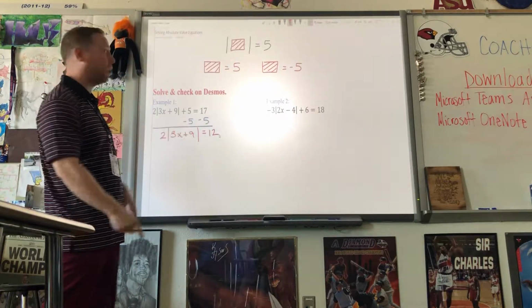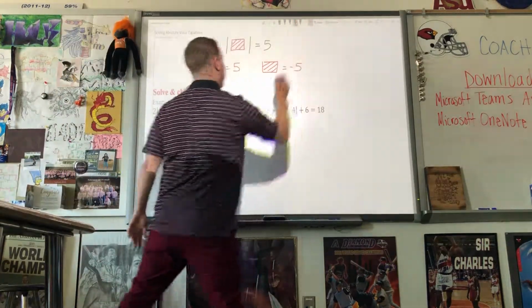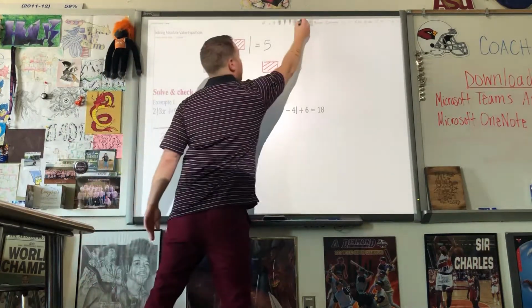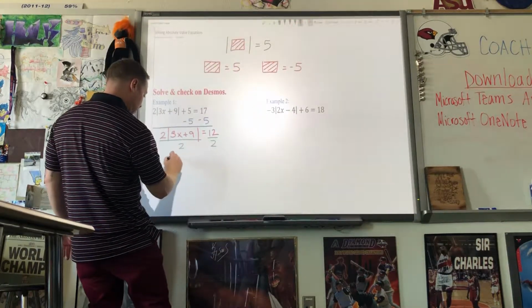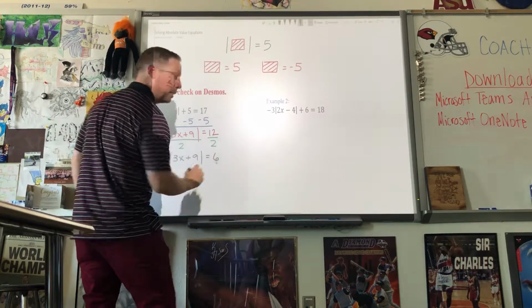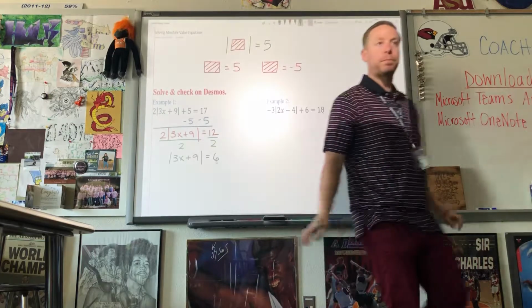One more thing I got to get rid of. This is 2 times all of this stuff. So I'm going to get rid of it by dividing, which is the inverse. And I've now got my absolute value is equal to 6. And I'm going to pause there.